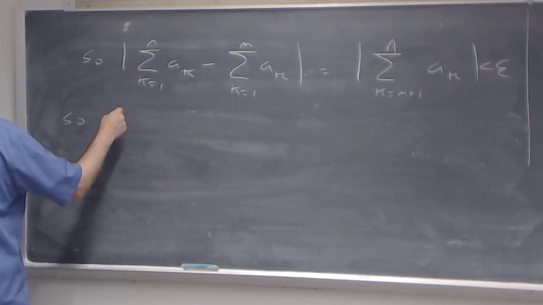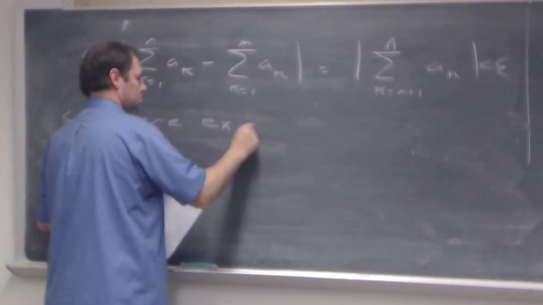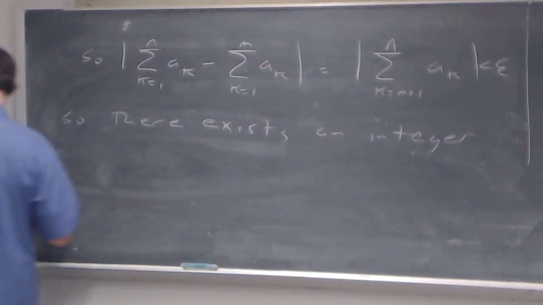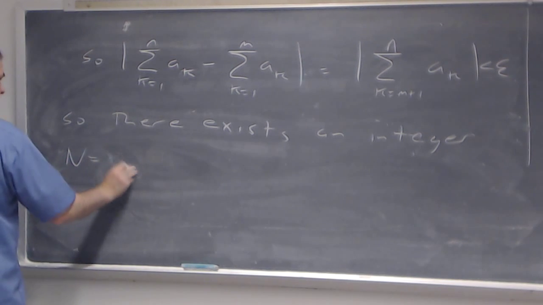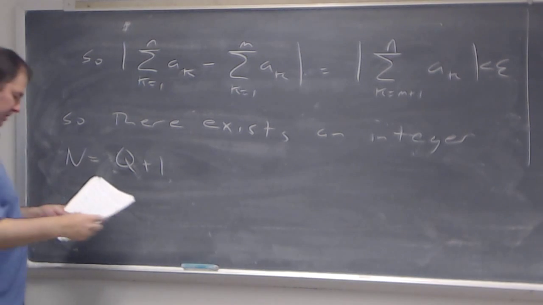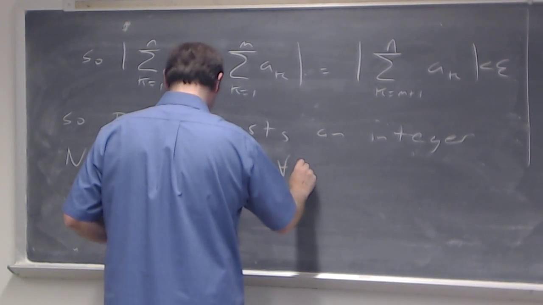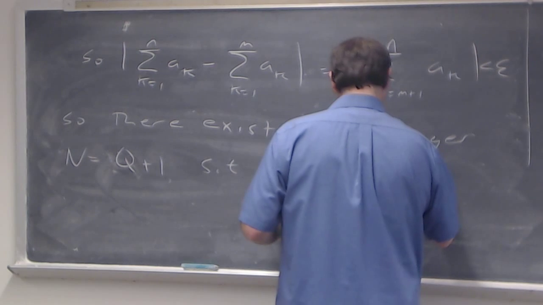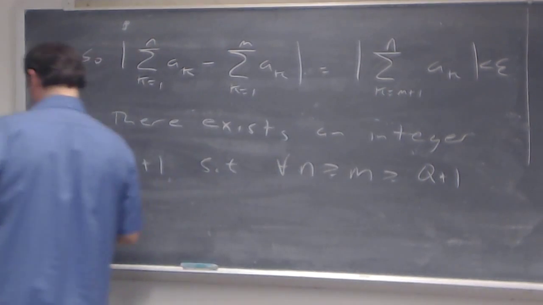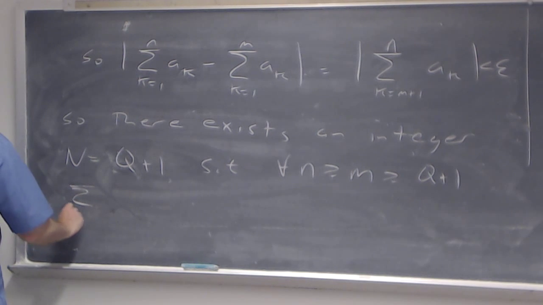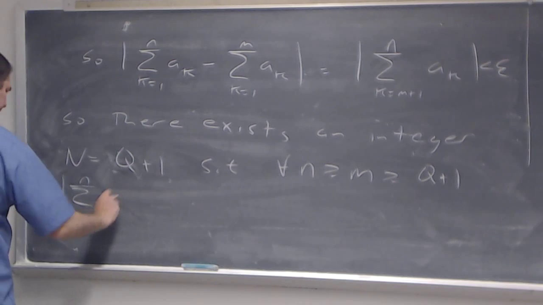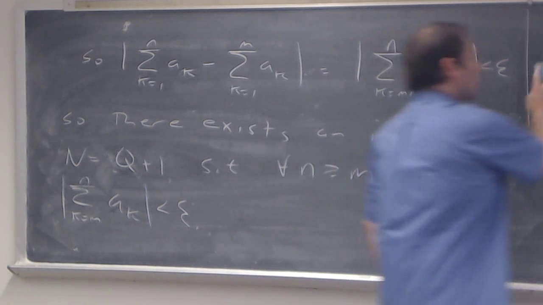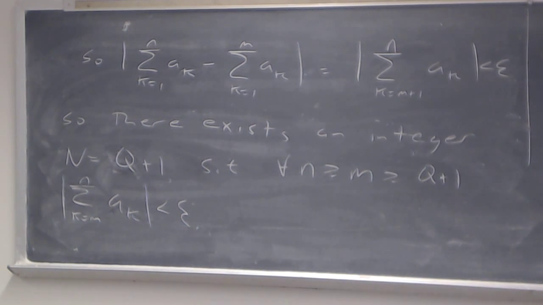So, there exists an integer, it's a natural number. Let's say N equal to q plus 1, such that for all n greater than or equal to m, greater than or equal to q plus 1, that's my N, the sum as k runs from m up to n of a sub k, the norm of that is less than epsilon. That proves half the theorem. It was an if and only if statement, so we've got to do the other direction.